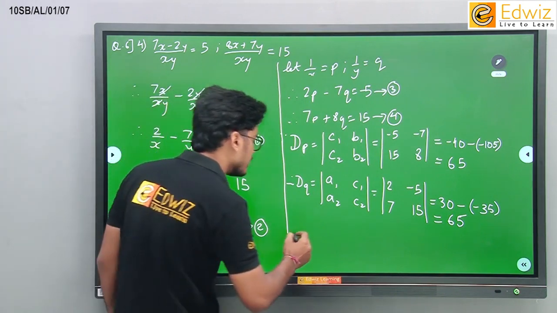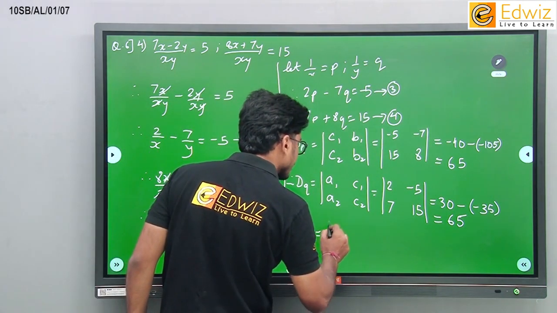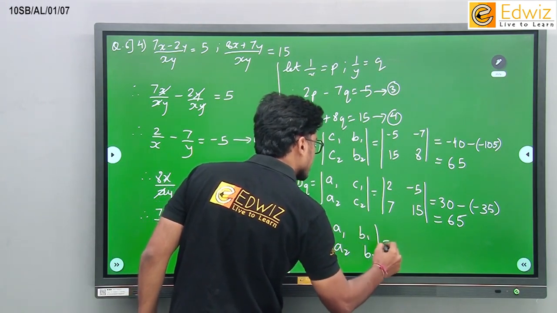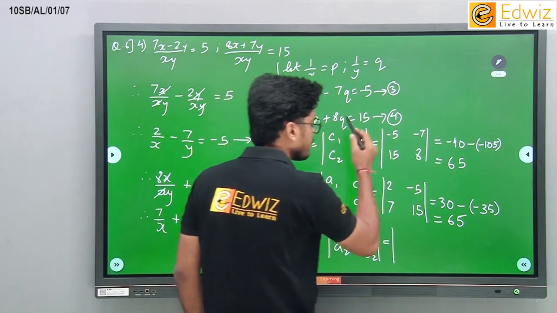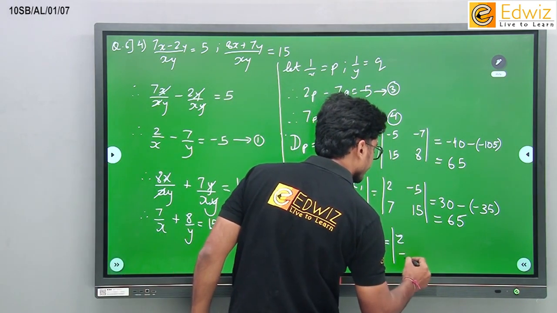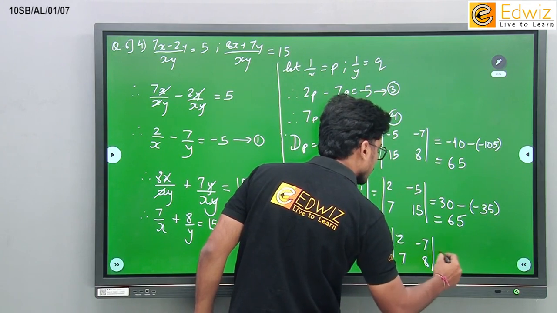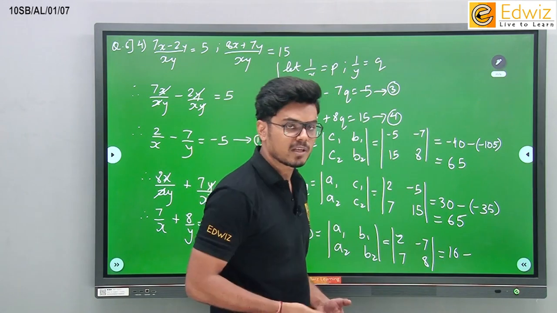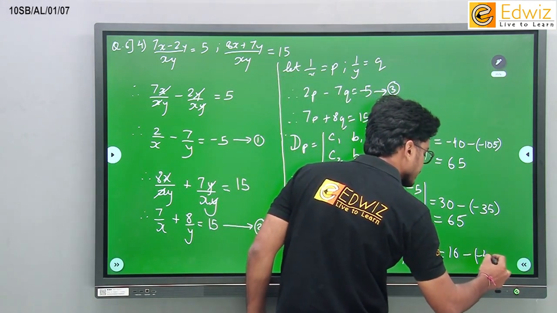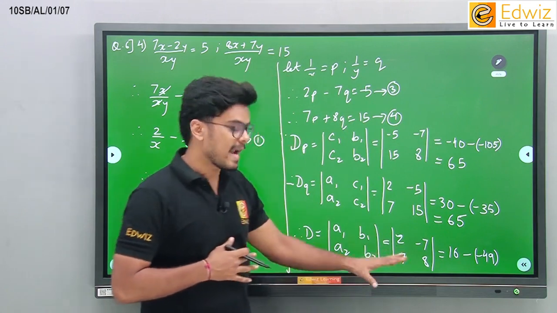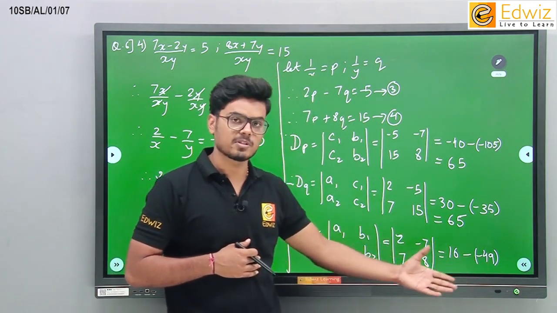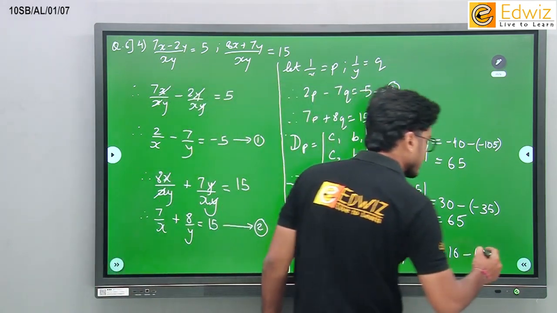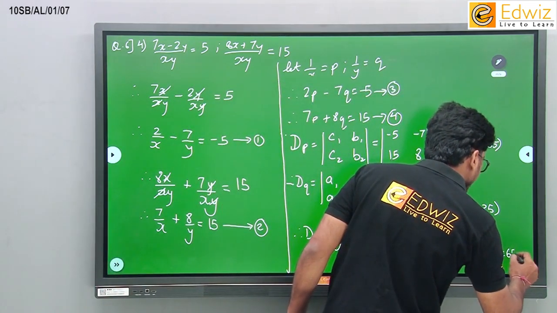Let us finally find out D. What is the value of D? A1, A2 and B1, B2. That's it. So substitute the values, 2 and 7, minus 7 and 8. Okay, so this will be 16 minus 7 into 7 is minus 49. So minus 49. Now here it will get added because both are negative. So it will become positive. 49 plus 16. Once again we are getting the answer as 65.